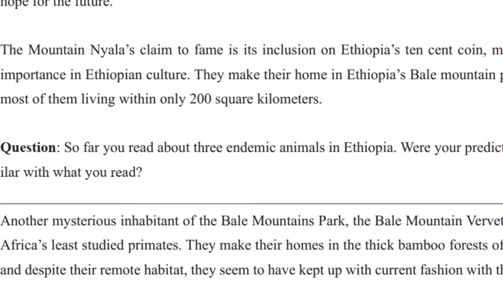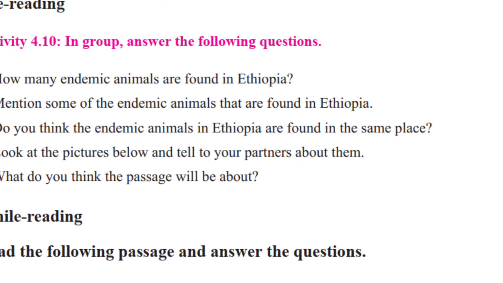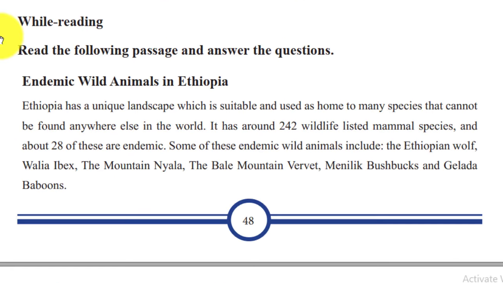Okay, so we're going to begin our reading session. Okay, it is time to begin the reading passage. So it is talking about while reading, which refers to the actual reading.